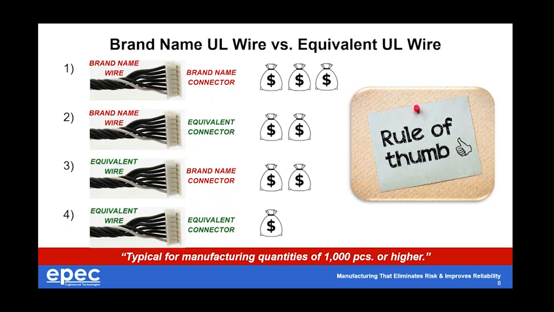If you need 6 custom cable assemblies, because of lot charges and minimum order quantities, it may not make sense to use an equivalent wire or an equivalent connector. And it may actually make sense to use something that's more readily available and off the shelf. But each and every project and situation is different. And that's one of the things that we can do to help our customers get to market faster with less cost and less supply chain risk.